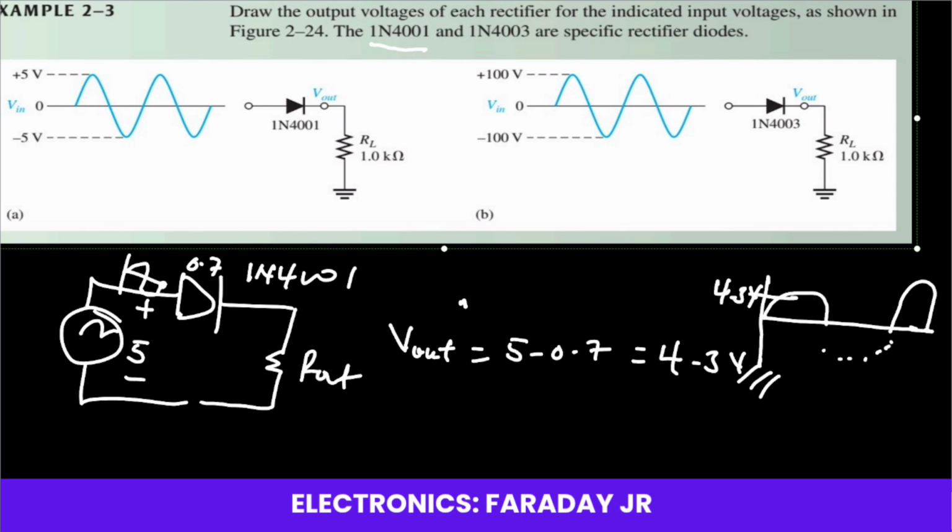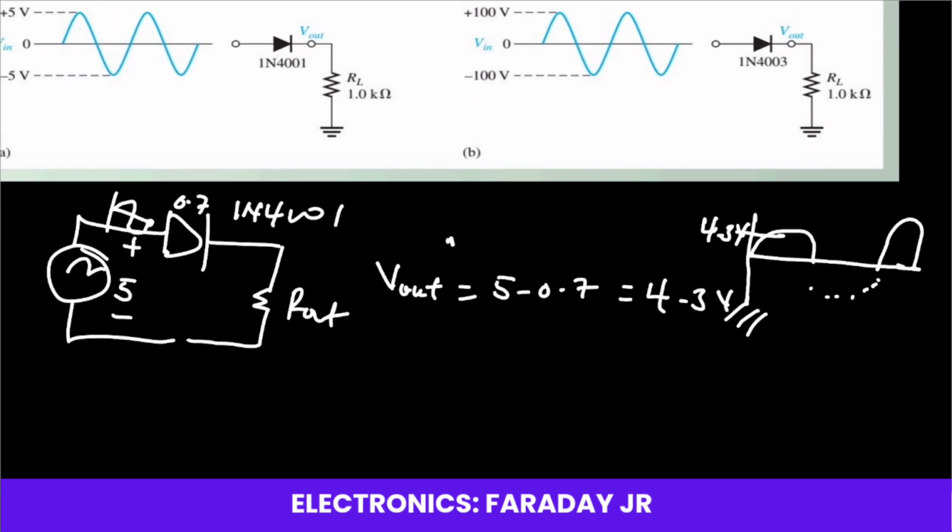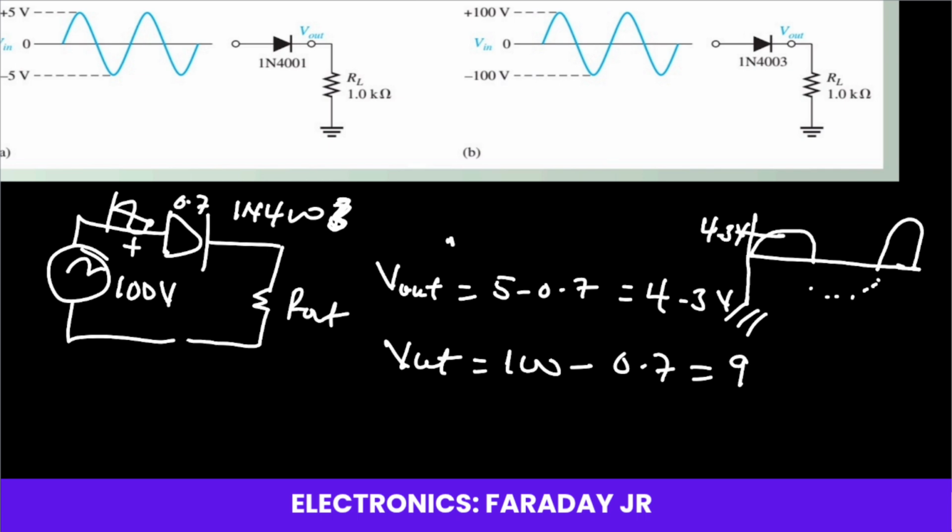Now, let's look at the second one. The same thing happens, but at this point we have the input to be 100 volts, and this is the 1N4003 instead of the 1N4001. So the output will be equal to 100 minus 0.7, which gives us a corresponding value of 99.3 volts output.